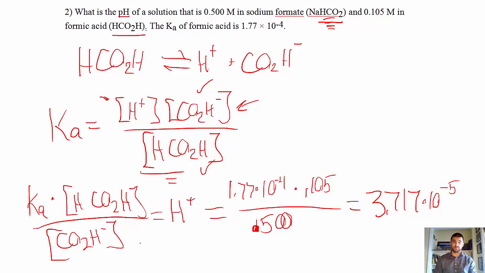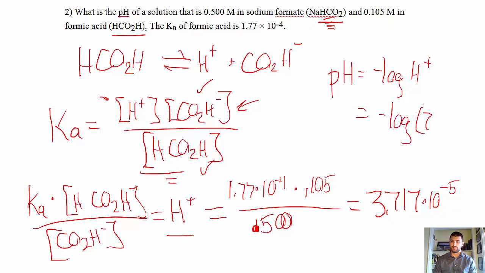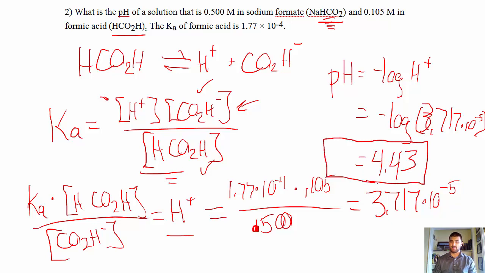So that's my H⁺ concentration, but now I want pH, and I know that pH equals negative log of H⁺. So now I'm just going to plug it in. Negative log of 3.717 times 10 to the negative 5. And I'll get my pH of 4.43 as my final answer for the pH. Not so bad.